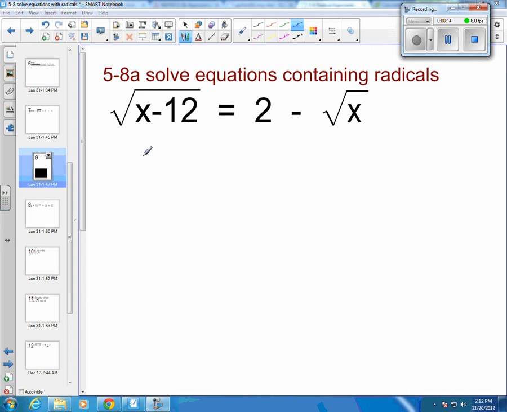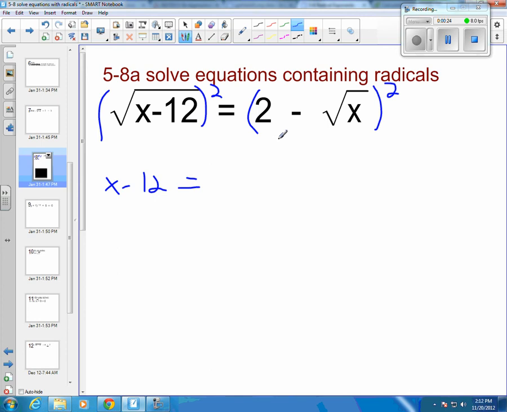So first step is we want to square both sides to get rid of our first radical. And so this is going to be x minus 12 is going to be equal to, and to square this other side, well, you'd have to FOIL, if you don't remember your formula here.